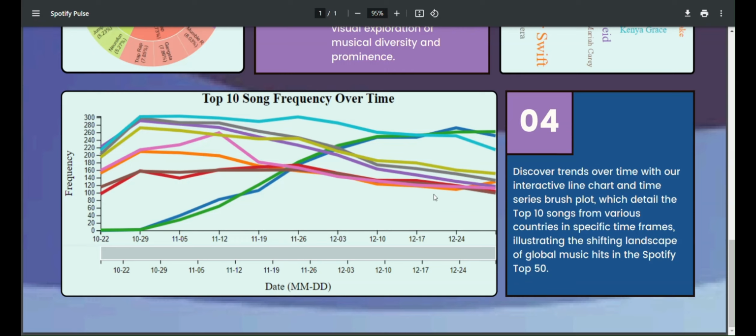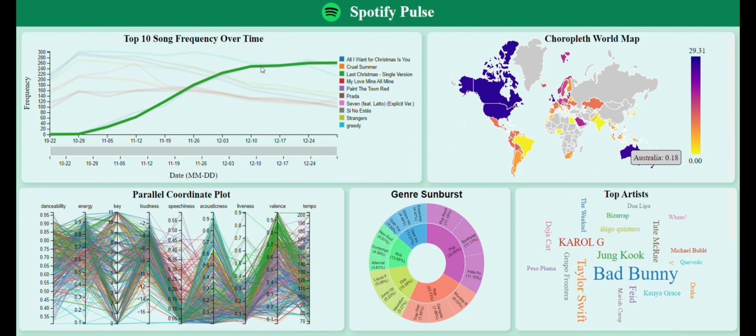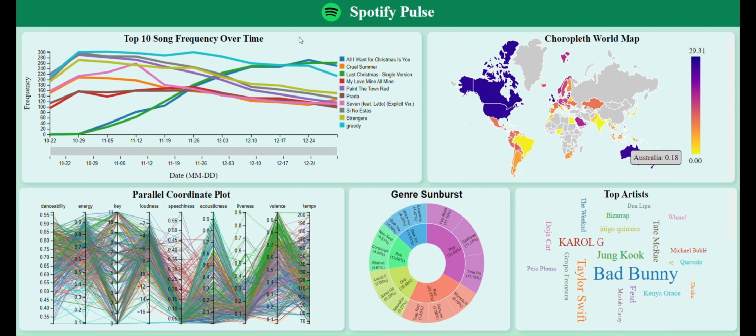Now Anurag will take over and will explain what kind of plots we have devised and how they interact with each other. Hi guys, so coming to the dataset which we have used, we have selected the dataset from the Kaggle website where there are 73 countries all over the world, and for each country we are taking the top 50 songs per day, and we have collected the data from October 2023 to December 2023.